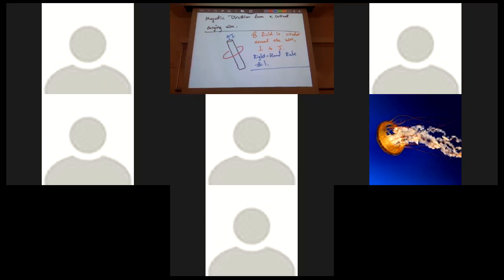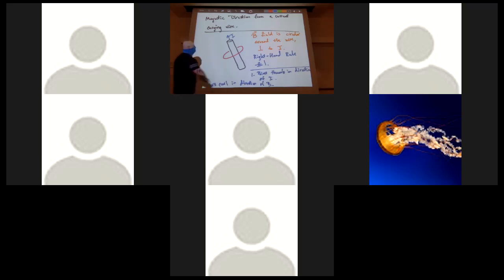So step number one, point thumb in direction of I. Step number two, fingers curl in direction of B. This is right hand rule number one.